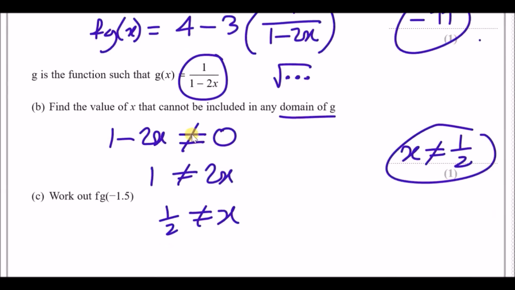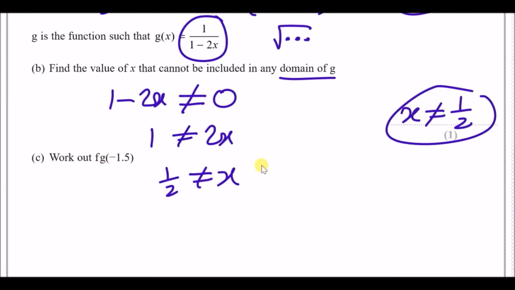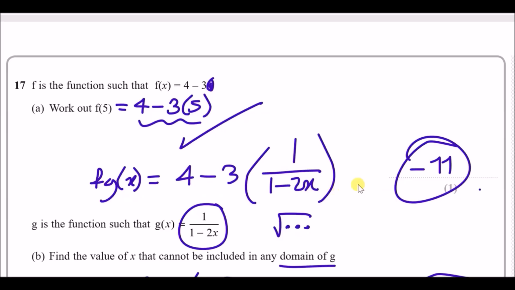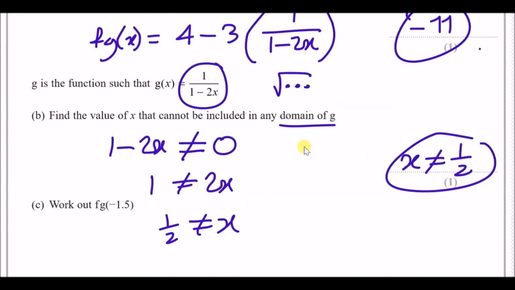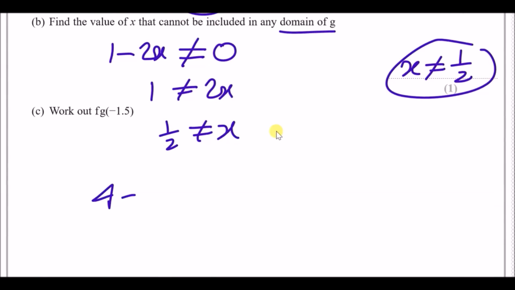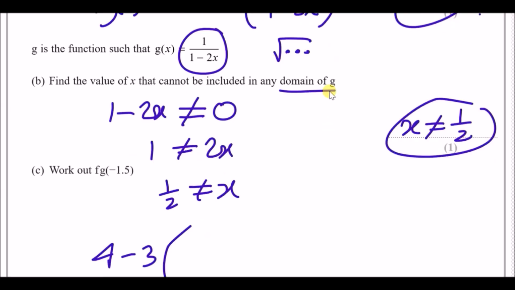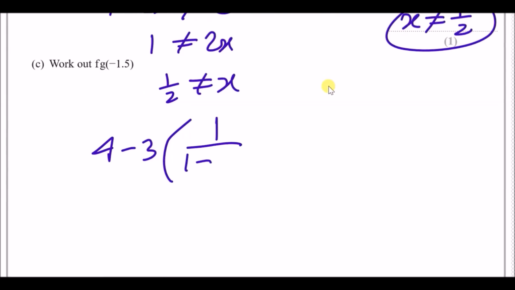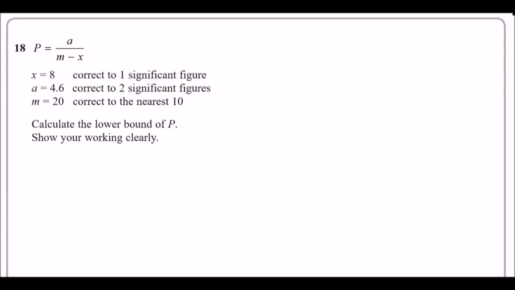And now this is straightforward because it actually gives you a value. It gives you minus 1.5. So now you're going to replace this x with minus 1.5. So our final answer is going to be something like 4 minus 3 times 1 over 1 minus 2 times minus 1.5. But then literally just pop this in the calculator. And if you do that, you actually get 3.25.